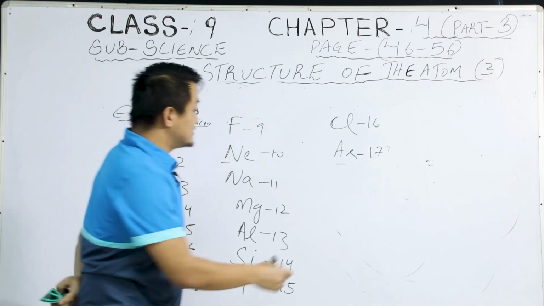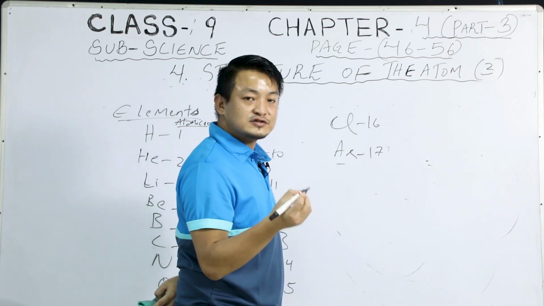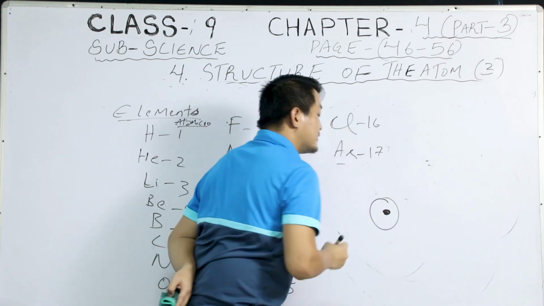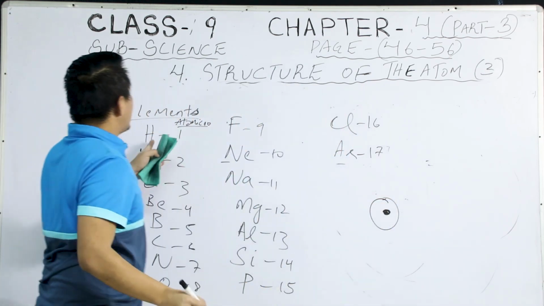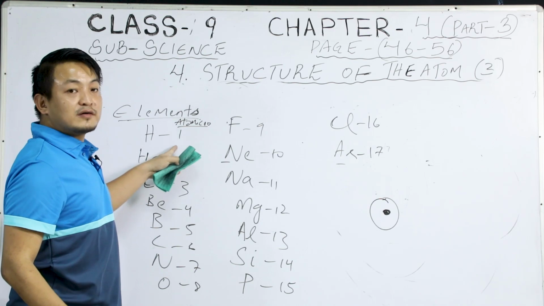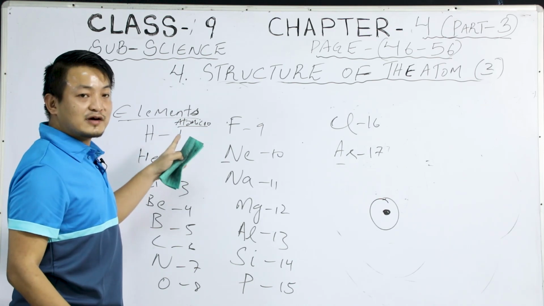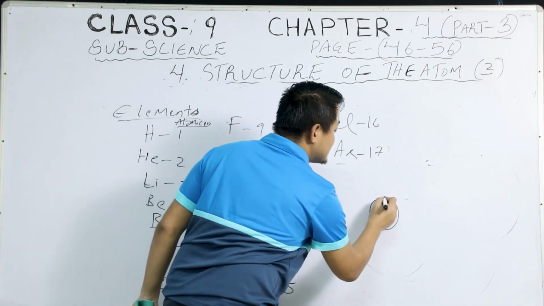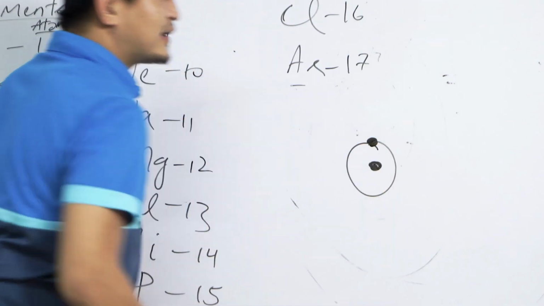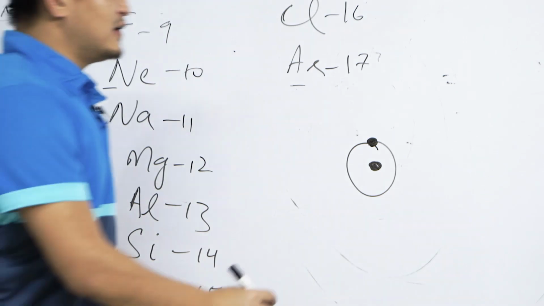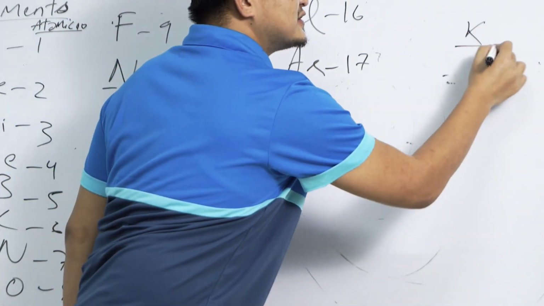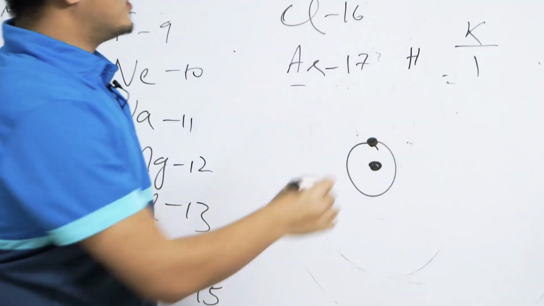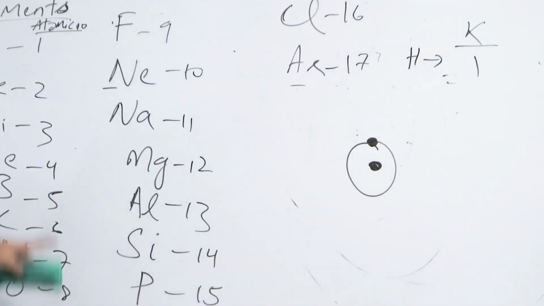For hydrogen, if you have to draw the structure of a hydrogen atom, it is very simple. We have a nucleus here, and hydrogen has atomic number just 1. That means 1 proton, which means it has just 1 electron. So it will be like this, students. Clear? In the K shell, it will have just 1 for hydrogen. Now let's see the structure of helium.